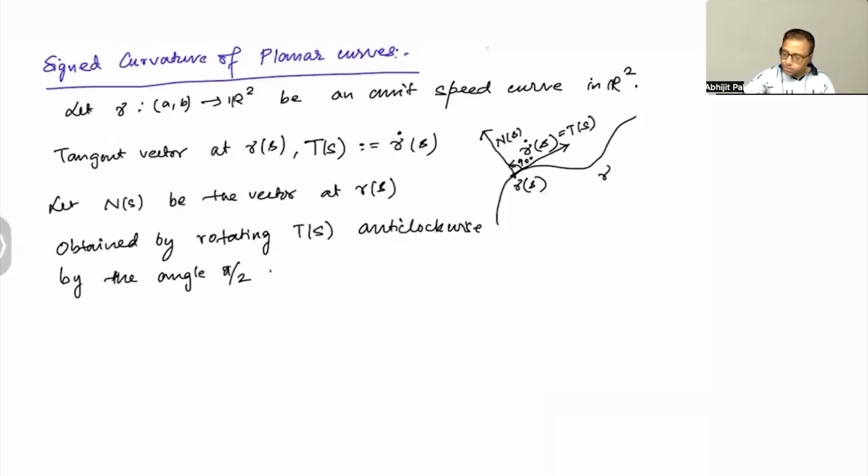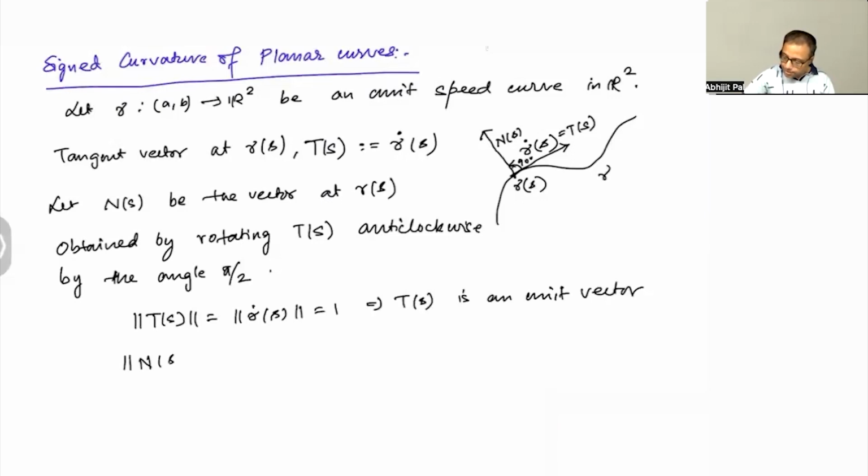Because gamma is a unit speed curve, the norm of gamma dot s is equal to 1. So the norm of T(s) is equal to the norm of gamma dot s, which is equal to 1. Therefore T(s) is a unit vector, and I am rotating this tangent vector by pi by 2. So again, the vector N(s) will be a unit vector. So the norm of N(s) will be equal to 1.